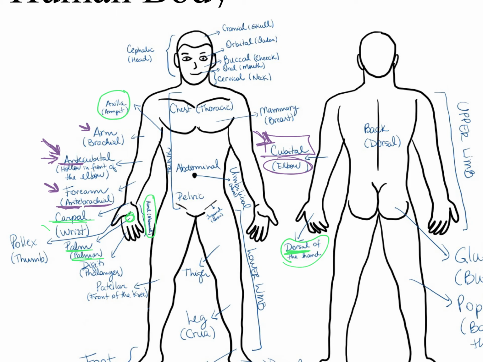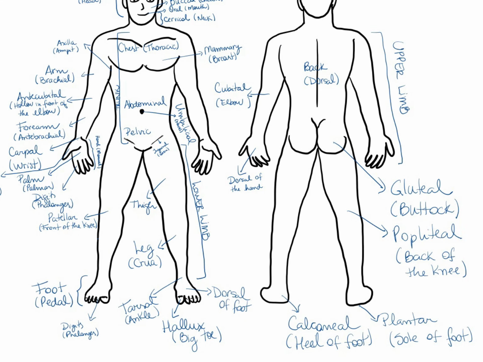Carpal is the same thing as wrist, and you can recall that people have carpal tunnel syndrome, and they need to wear a wrist support. Thumb is referred to as pollex, and the digits are referred to as phalanges. Going down to the lower limb, we have again the thigh before the knee and the leg after the knee, and another name for leg is crural.